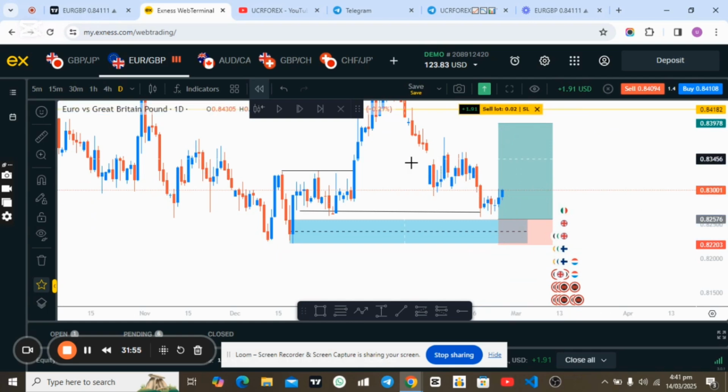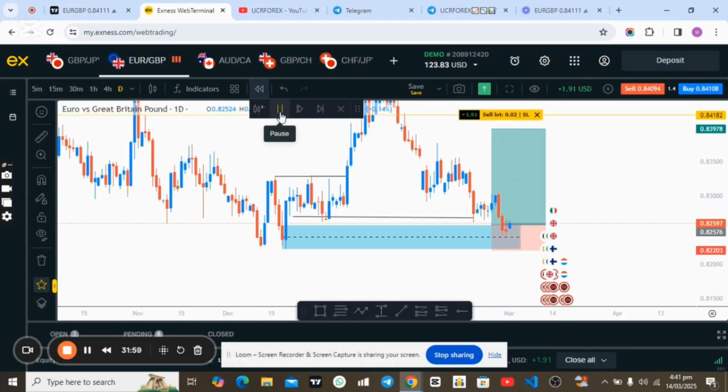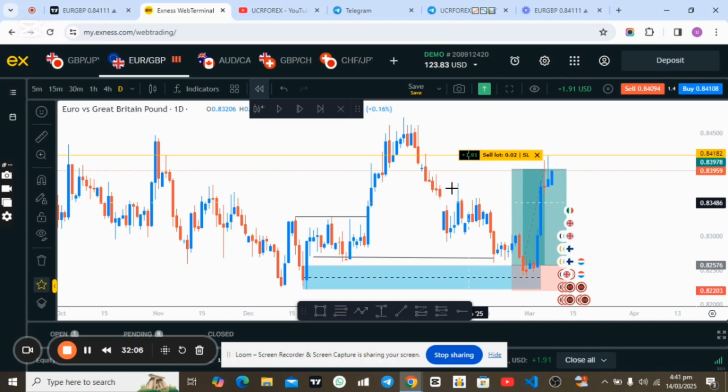So now let's play price forward to see whether price was able to trigger our order and hit our take profit. Now price has triggered our order, and finally price has smashed our take profit. Very easy, right? It could look very easy the way I'm doing it.